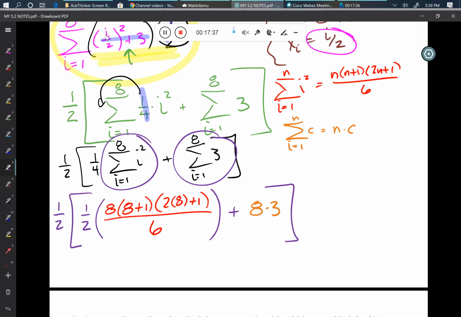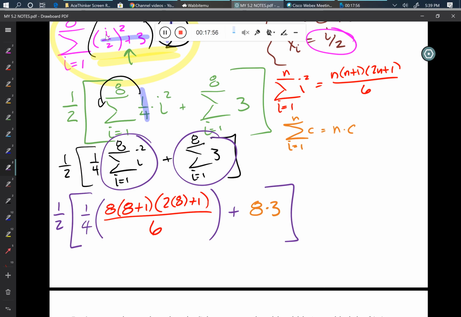At this point, there's nothing left to do but a bunch of math, right? Oops, I made a mistake. Right here, what should that be? That should be 1/4. So let's fix that really quickly. 1/4. Sorry about that. Okay.